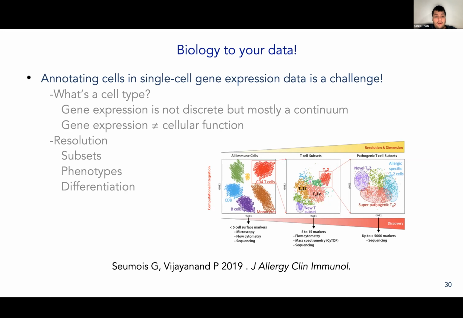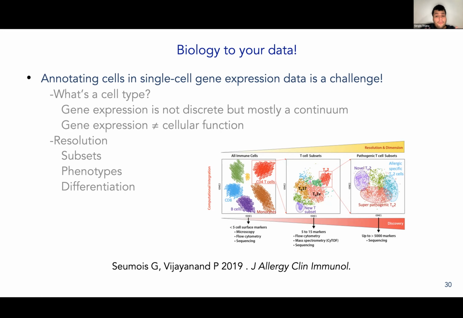And the other thing to take into account is the resolution. For example, in this plot that you see here, you can see in this case the major populations of the immune cells, where we're going to have CD4 T cells, B cells, monocytes. But we can always select a subset of this population, perform our clustering, and we're going to have subtypes of, in this case, for example, CD4 T cells. But if we increase the resolution even more, we're going to have different functional subtypes, for example allergen-specific Th2 cells, or superpathogenic T cells. But this basically means that we have to have a balance between how much resolution we have and how much discovery we're going to have.